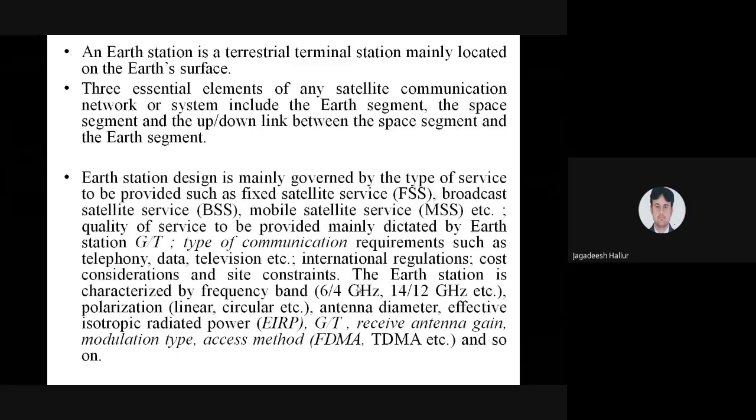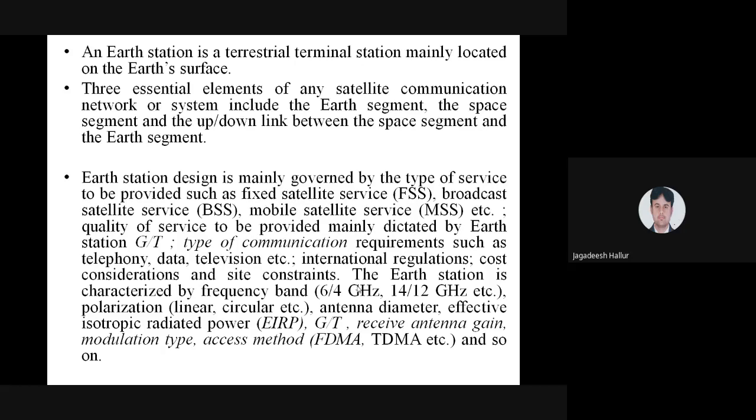The earth station is characterized by frequency bands. This frequency band we have already seen in the previous units also, that is 6 by 4 gigahertz for C band and 14 by 12 gigahertz for Ku band. These are some of the frequency bands given as examples, as a frequency band can be used in a particular satellite. And there is a polarization, linear or circular.